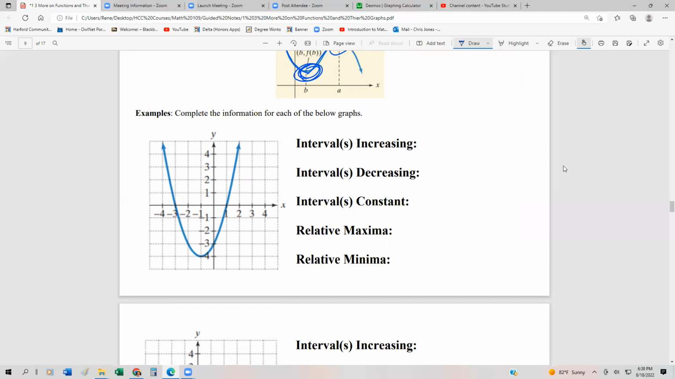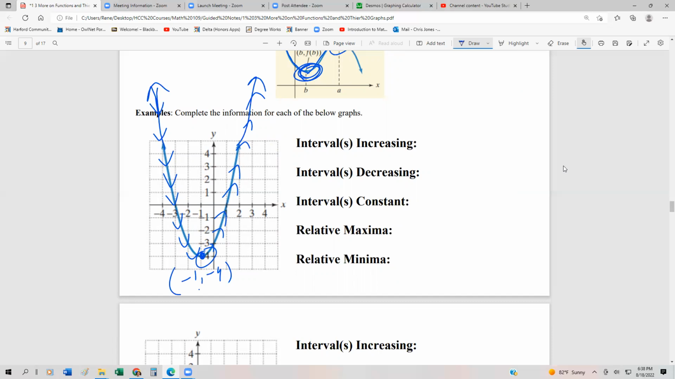Taking a look at this function and remembering that arrows mean that it's just going to keep going like this forever, this function looks like it's getting smaller and smaller and smaller. The y value keeps decreasing until we get to right about here, and then it looks like it's going back up. So that point of inflection right here is going to be at the point (-1, -4).